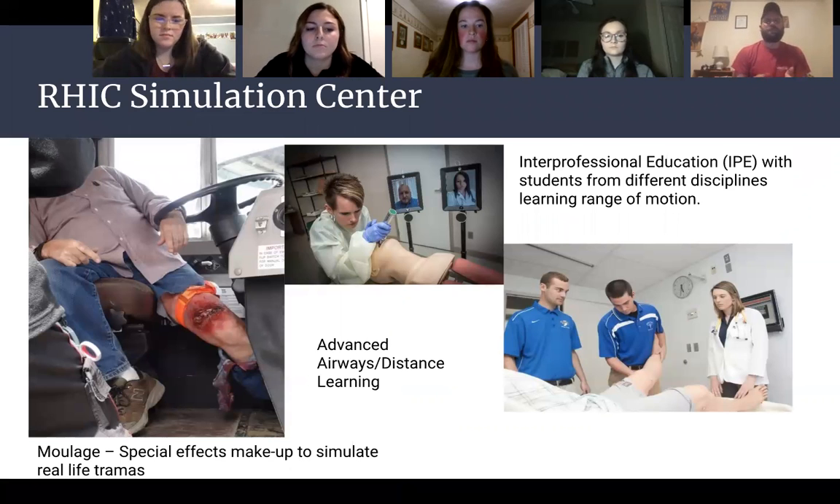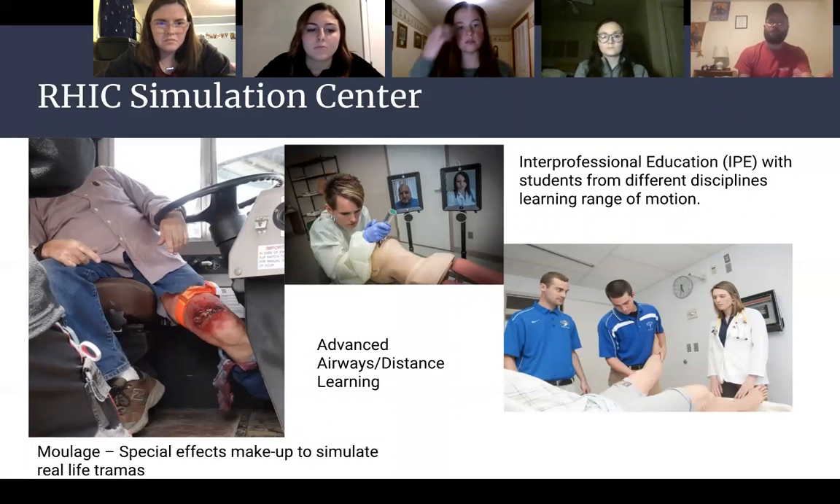So one of the things I wanted to share with you is they use this thing called moulage, which is just basically special effects. As you can see in the picture, that looks like an actual wound. It's not, but it looks real because that kind of real experience is what students need to treat real problems.